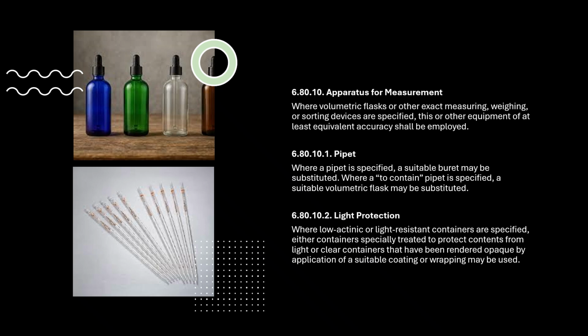Then the next is 6.80.10.2, that is light protection. When low actinic or light-resistant containers are specified, either specifically treated containers or clear containers made opaque with a suitable coating or wrapping may be used to protect the contents from the light, right?